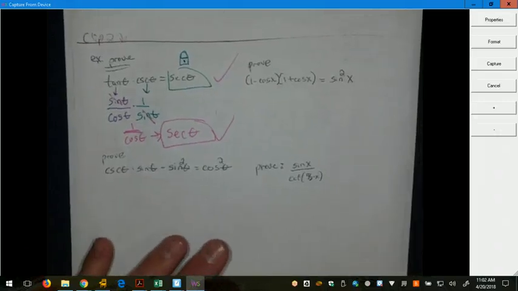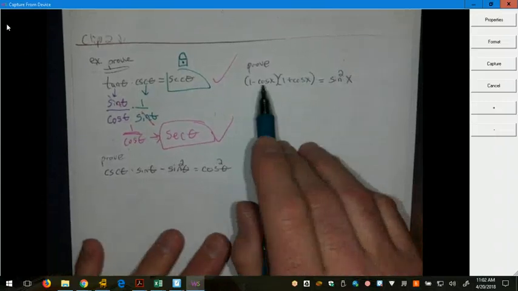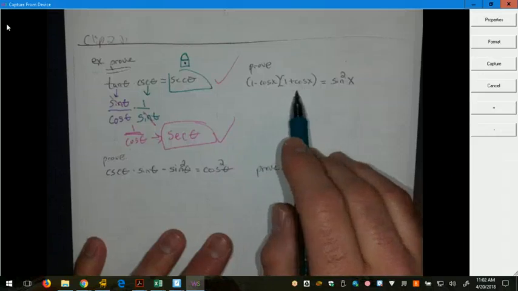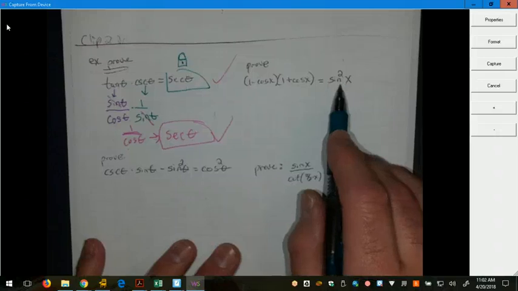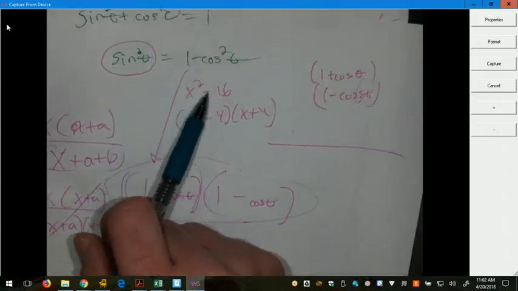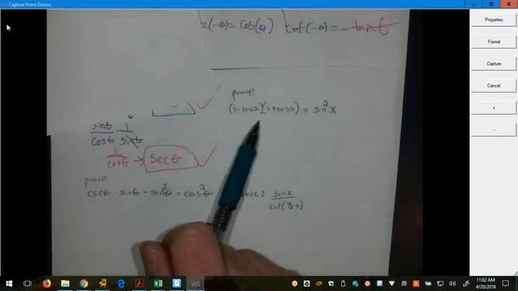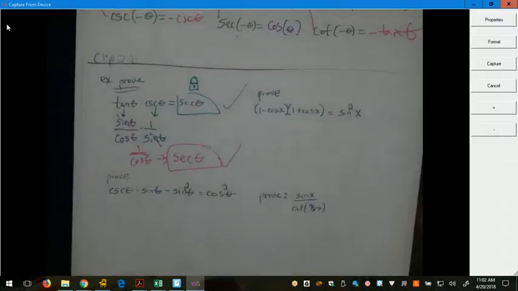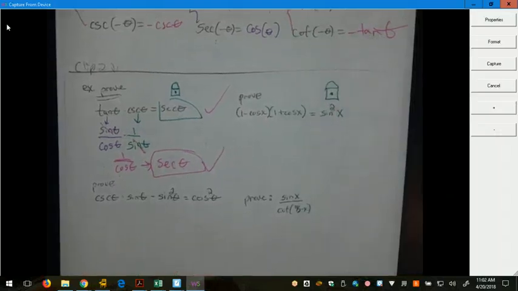On this next one, you can pick either side to start solving from. I actually distributed here initially and did some things. Here I could even start on this side. I could say what we just saw. Look at this. Sine squared is 1 minus cosine squared, which is 1 plus cosine and 1 minus cosine. Well, that's what I have here. So that would work. I could start on that side. I'm going to start on this side, though, since we already kind of saw that with the other example.